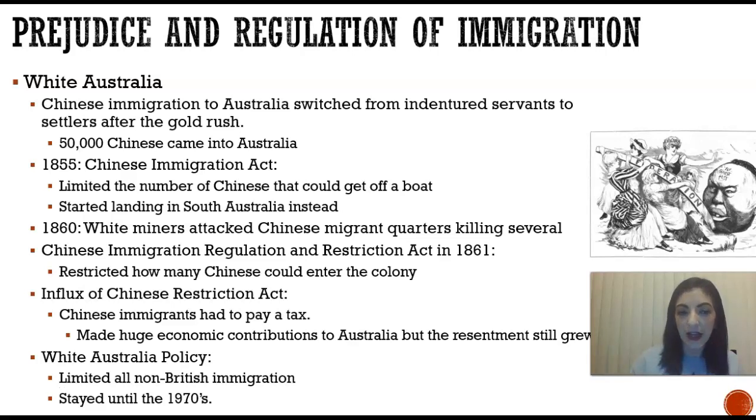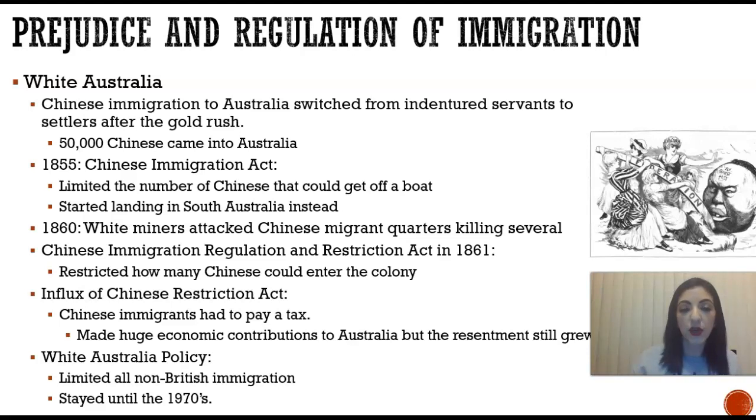In 1855, you're going to have the Chinese Immigration Act. Because there was such an influx, such a huge move of Chinese immigrants very rapidly to Australia, they're going to pass a law that actually limits the number of Chinese that could get off a boat in a certain area. So they moved around the island and came and ported somewhere else. They tried to find loopholes to get off in different places. In 1860, it's going to lead to conflict. You're going to have white miners who actually attacked Chinese migrants' living quarters, killing several of them, which obviously is not good, and it's going to cause tensions between the two groups.